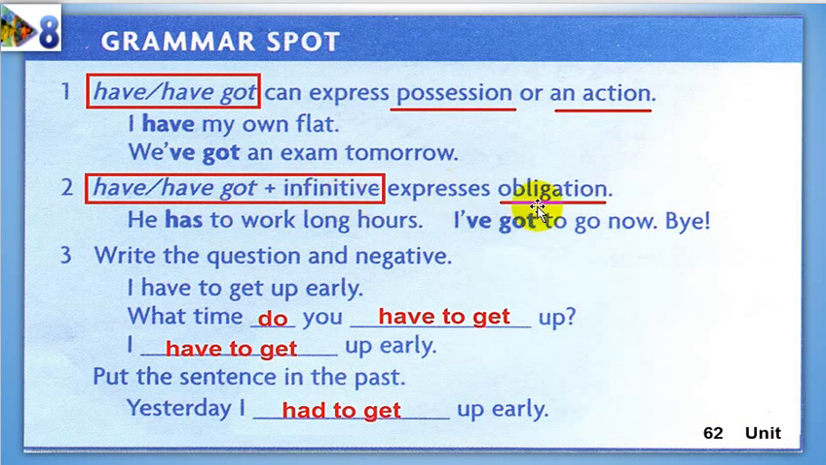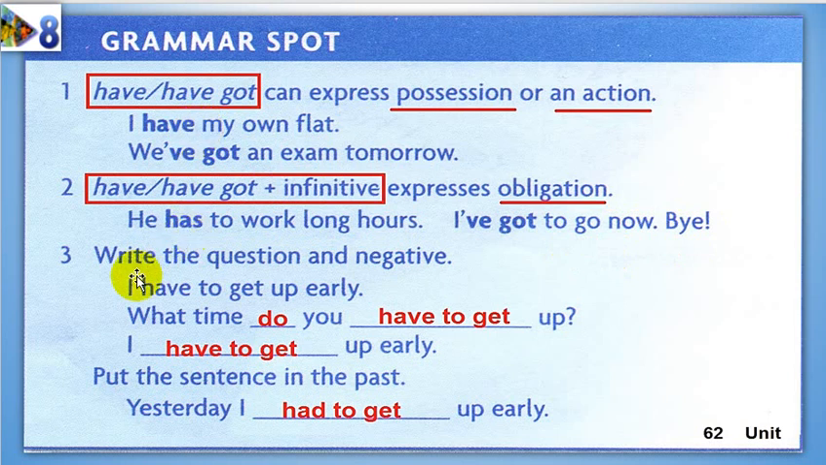لازم نفرق بين have got تستخدم لبيان الملكية أو وجود فعل. have got plus infinitive اللي يأتي بعدها to زائد infinitive تستخدم لإظهار الوجوب أو الإلزام. She has to work long hours. يجب أن تعمل لساعات طويلة. I have got to go now. Bye. يجب أن أذهب الآن. Okay? فهذا هو الفرق.